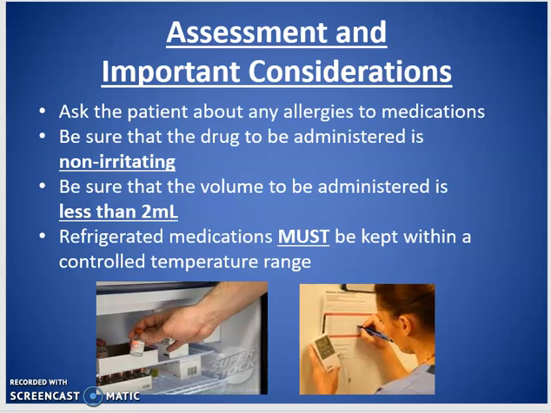Some more assessment important considerations. You want to know if they have any allergies to medications. That should happen when you reconcile the medication list. The doctor should be asking them that. It's not a bad idea to ask it a third time right before you give someone any type of shot. It says be sure that the drug is non-irritating. The only way it could really be irritating would be if there's an allergy to it. So that's kind of covered in the first level.